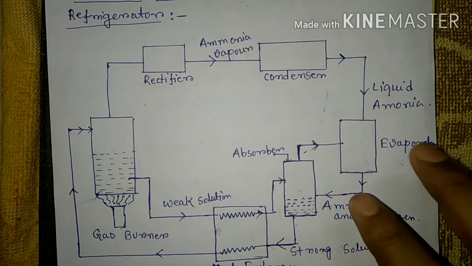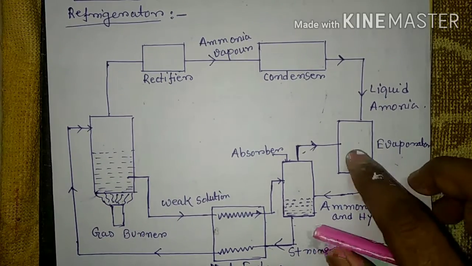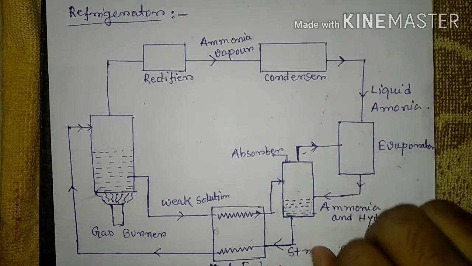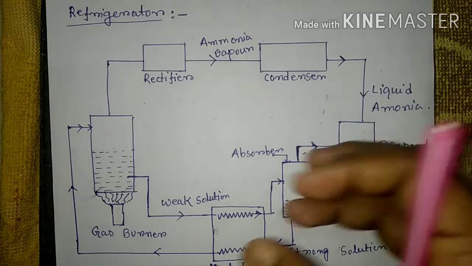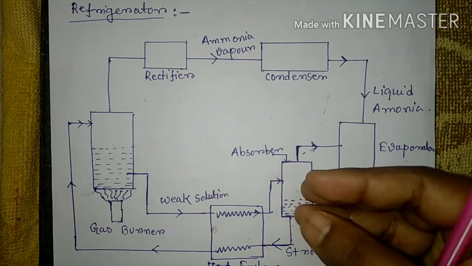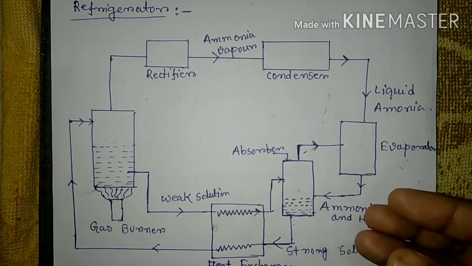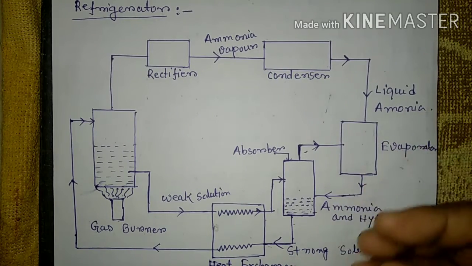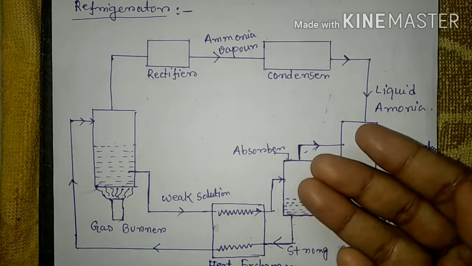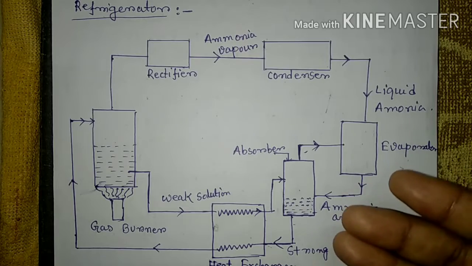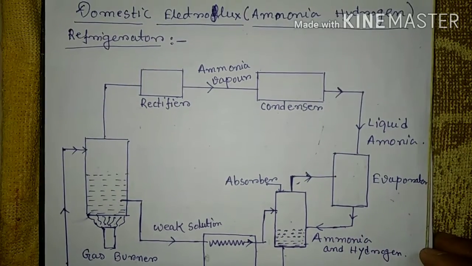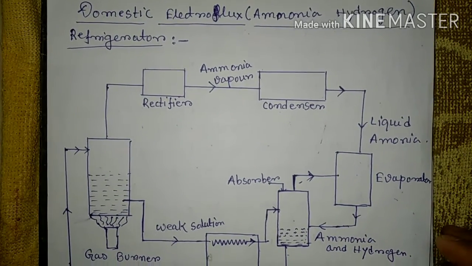During this process of evaporation in the evaporator, the ammonia absorbs latent heat from the refrigerator space, and this reduces the temperature of the refrigeration space, and this produces the refrigerating or cooling effect. So this is the basic working principle of the domestic Electrolux refrigerator.